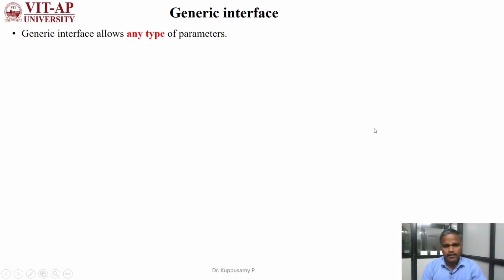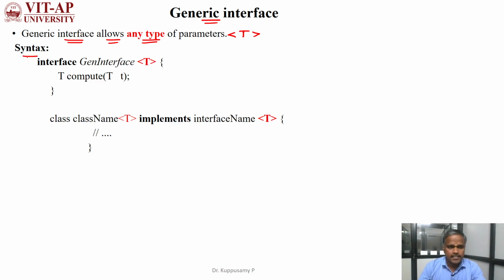Hi, here we will discuss generic interfaces in Java programming. A generic interface allows the user to use any data type for parameters, using a type variable inside the angle brackets. The syntax is given here.